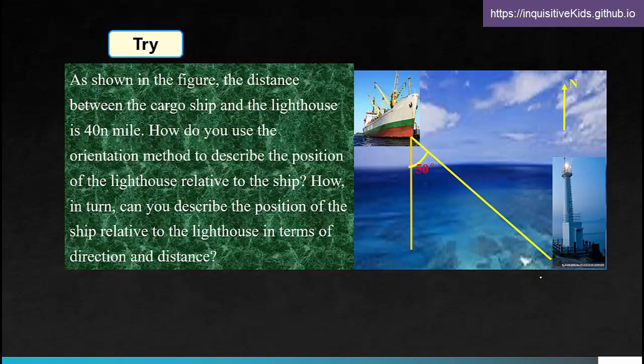Okay, now here is another hands-on activity. As shown in the figure, the distance between the cargo ship and the lighthouse is 40 nautical miles. How do you use the orientation method to describe the position of the lighthouse relative to the ship? How, in turn, can you describe the position of the ship relative to the lighthouse in terms of direction and distance? So it's the same solution as what we did in the previous problems.